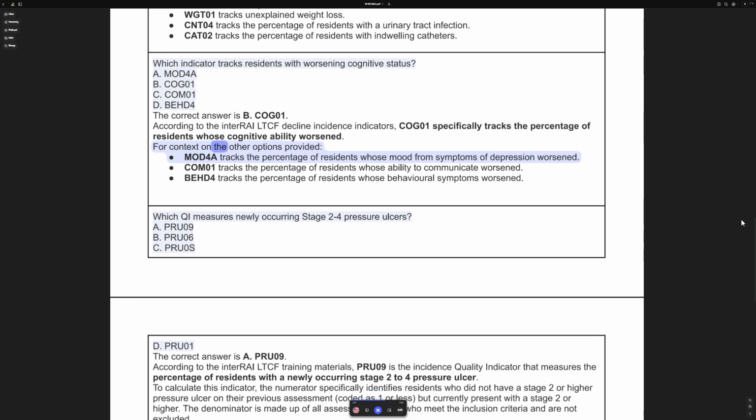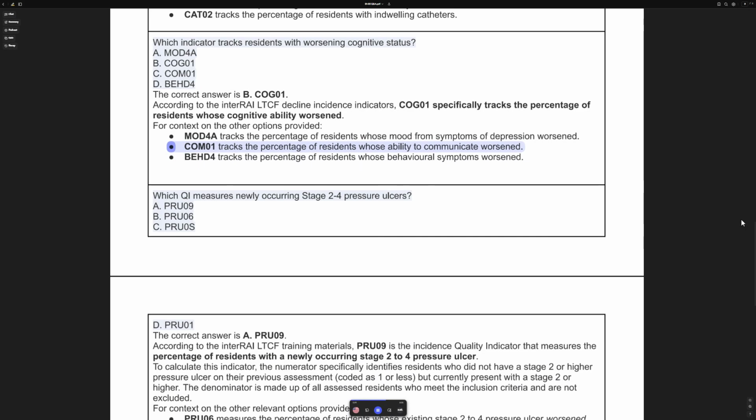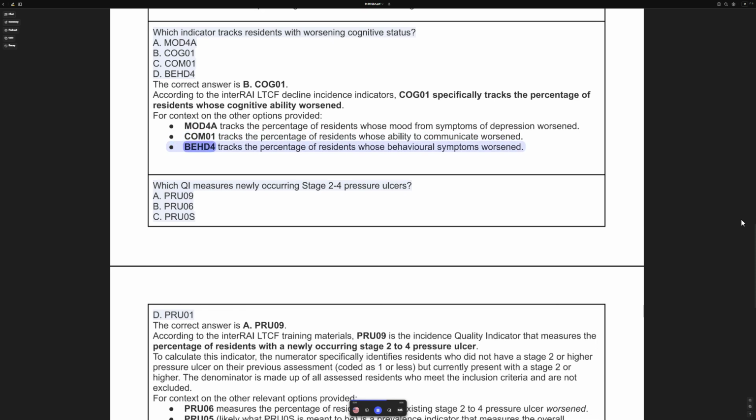For context on the other options provided, MOD4A tracks the percentage of residents whose mood from symptoms of depression worsened. COM01 tracks the percentage of residents whose ability to communicate worsened. BEHD4 tracks the percentage of residents whose behavioral symptoms worsened.